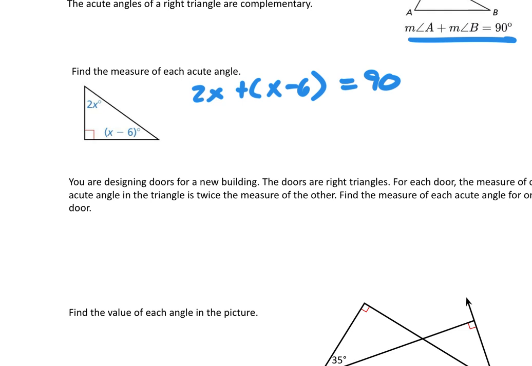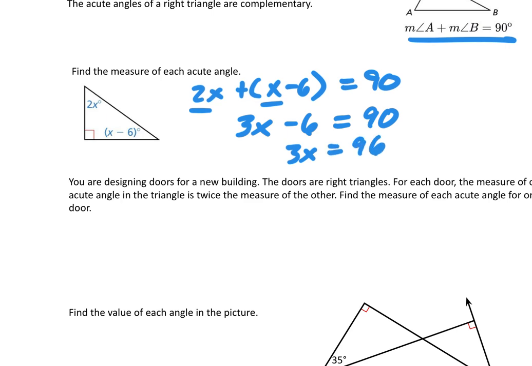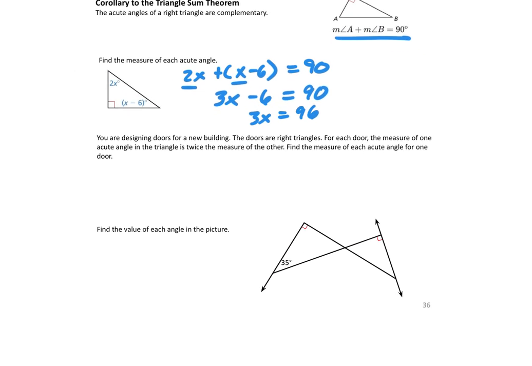As I look at this, they're on the same side, right? So 2x and 1x makes 3x. 3x minus 6 equals 90, not 96. Got ahead of myself. We're combining like terms. We're not moving it over, okay? And now I'm going to add 6. And then I'm going to divide by 3.